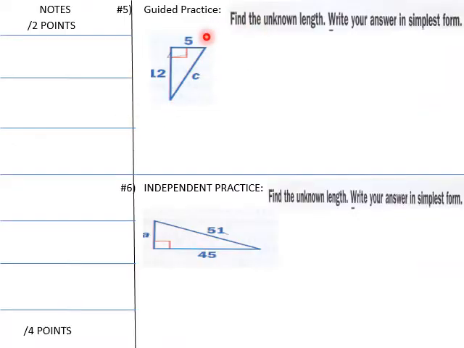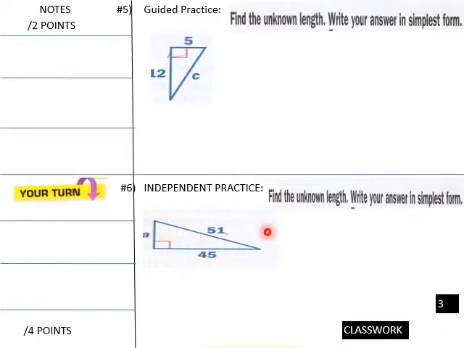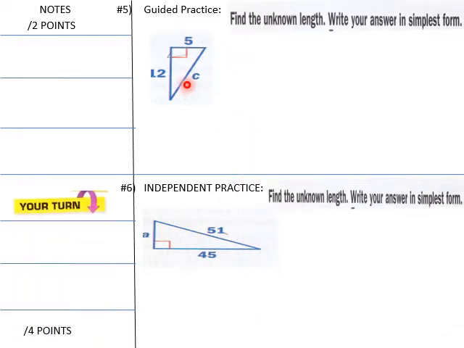So let's find the unknown length here. This signifies that it is a 90-degree angle. This is a 90-degree angle. We have 12, 5, and then we have a c here. So we need to find c. Students, this is down here. Pay attention up here so you can solve your independent practice.